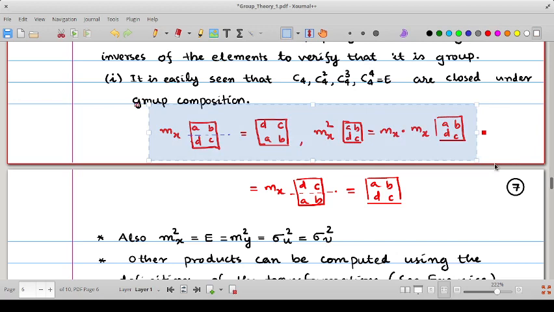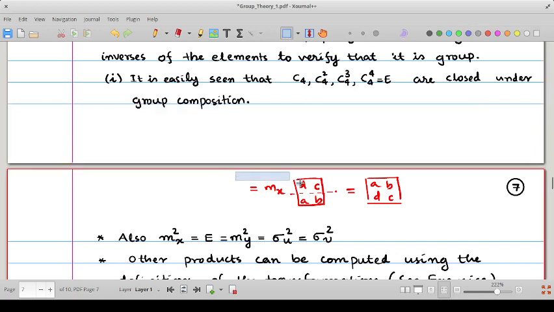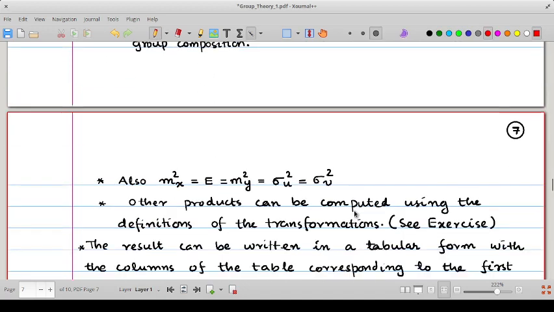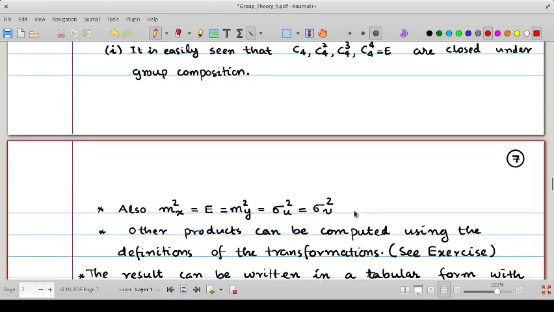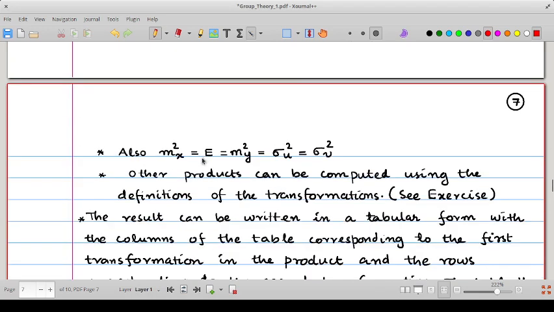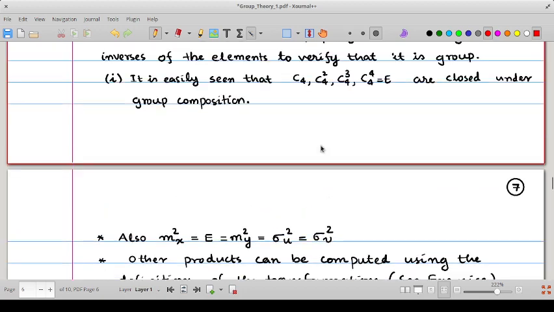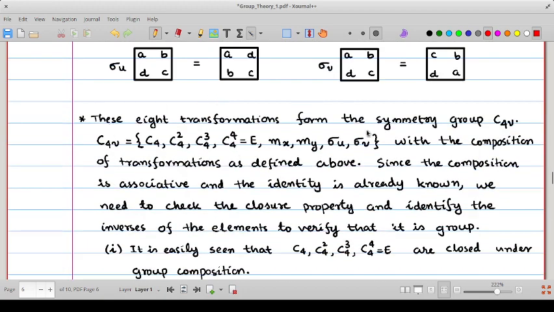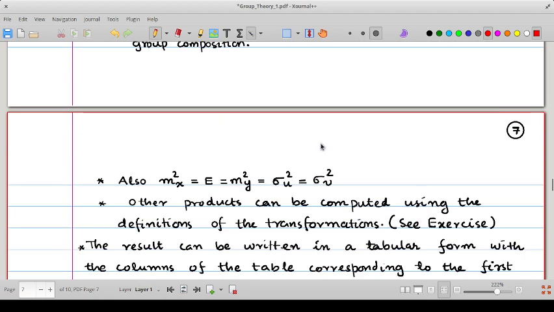Similarly, we can show that my square is also the identity transformation, and so are sigma u square and sigma v square. We can also consider the composition of one of these rotations with any of these reflections and show that they also result in one of the elements given here in this set.